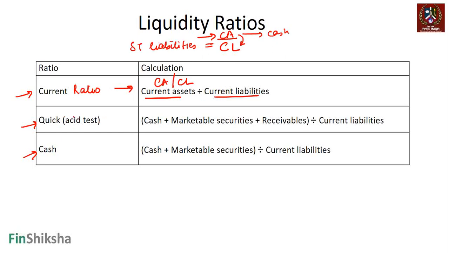The second and more stringent ratio is the quick ratio, also known as the acid test.